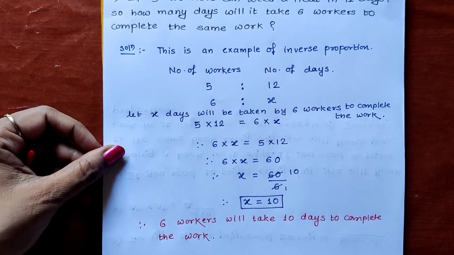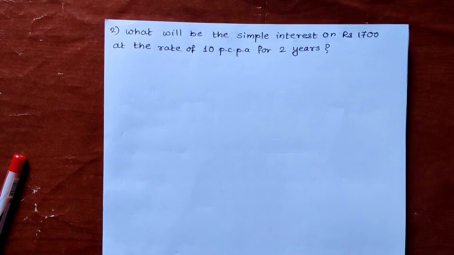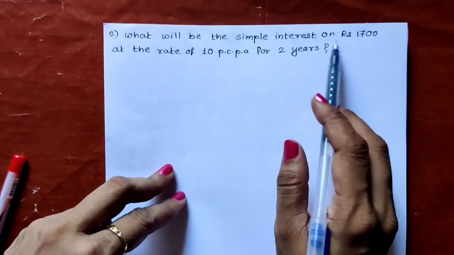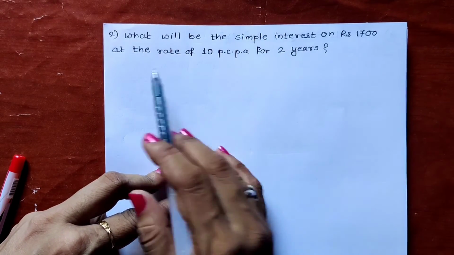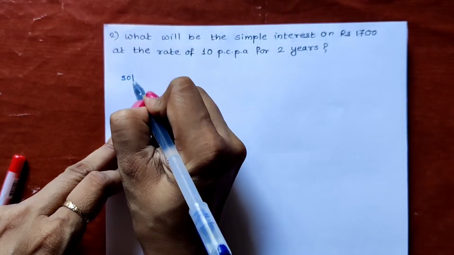In this way we have to complete the solution of this question. Now next question. Next question is what will be the simple interest on rupees 1700 at the rate of 10 percent per annum for 2 years. So let us start the solution. Very easy sum this is.